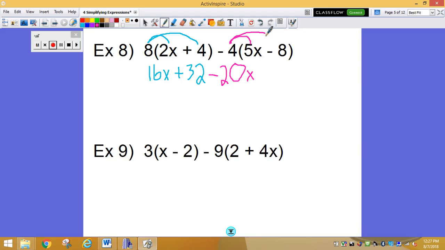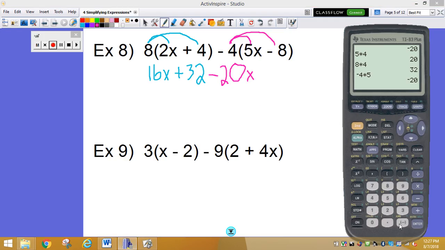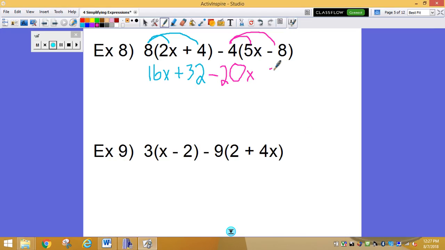So let's multiply again. A negative 4 times a negative 8 gives me 32. And it's a positive, so that means it's a plus.